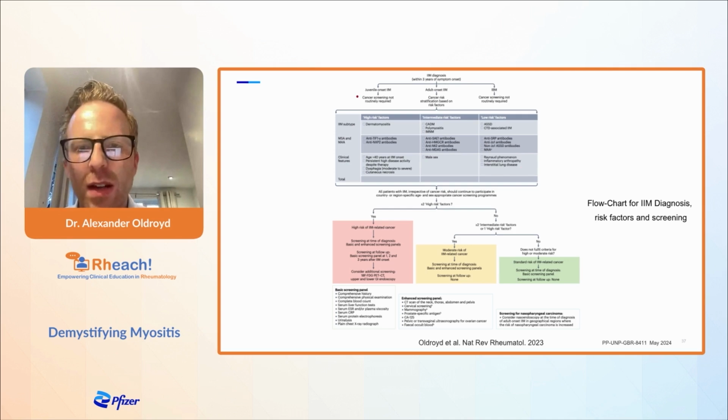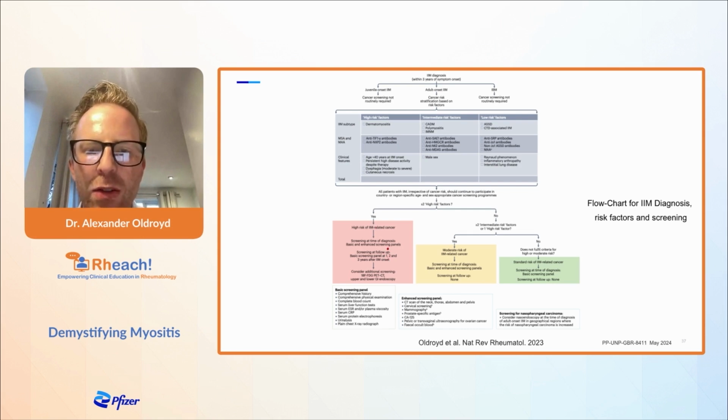So the idea is that you can add up and tick which clinical features your patient fulfills. We then say that all patients with IIM, irrespective of their cancer risk, should continue to participate in country and region-specific and sex-appropriate cancer screening programs. Now, if someone has 2 or more high-risk factors, they're then deemed to have a high risk of IIM-related cancer. So, for example, if someone has dermatomyositis and TIF1, we deem them to be high risk.